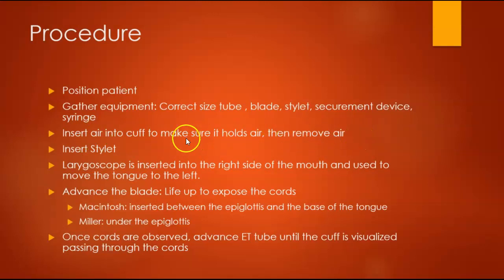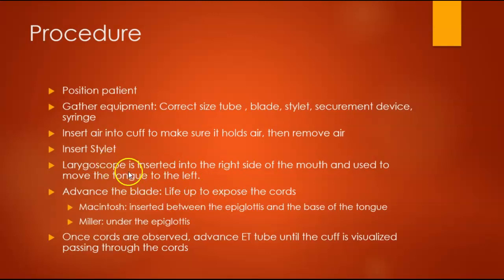Okay, it's important that you do this because if your cuff doesn't hold air, then after you intubate, you're not going to be able to seal off the airway and you're going to have to pull that tube out and put a different one in. You're going to insert the stylet into the ET tube and you can then bend the ET tube slightly to help with insertion. That stylet is this kind of semi-rigid wire that helps give structure to that ET tube to help you guide the ET tube where you want it to be during the intubation process.